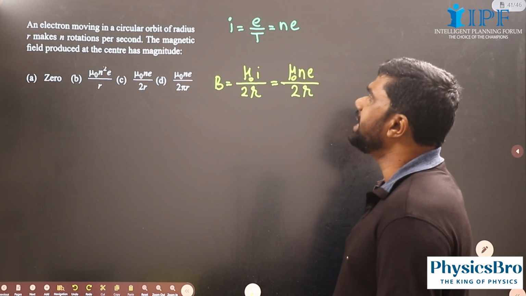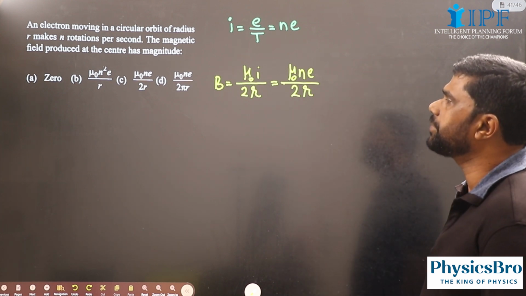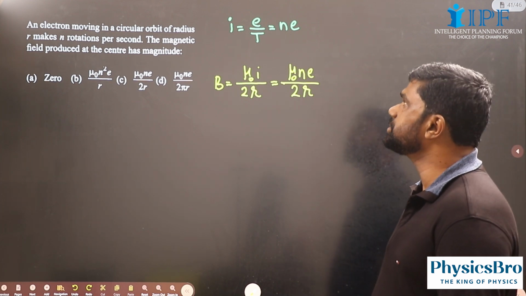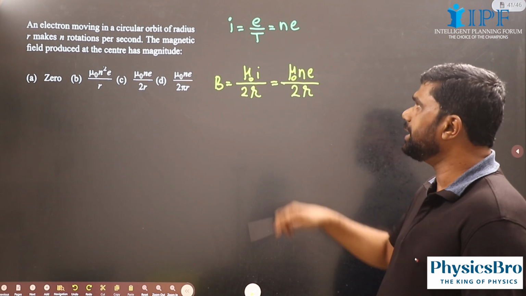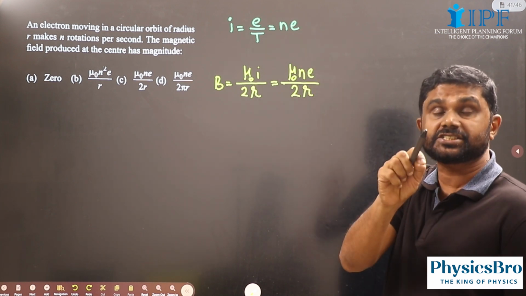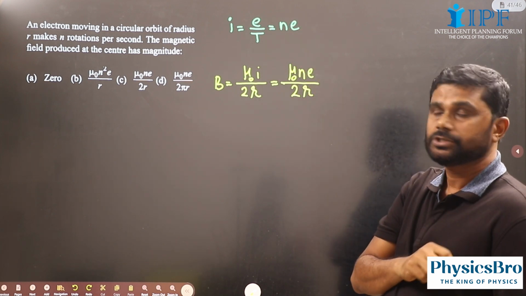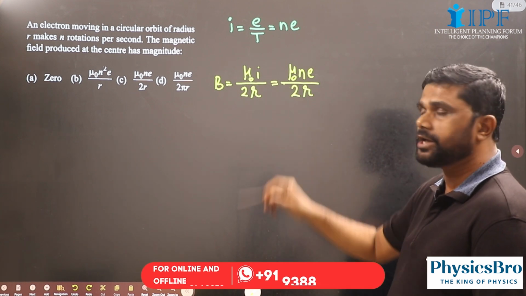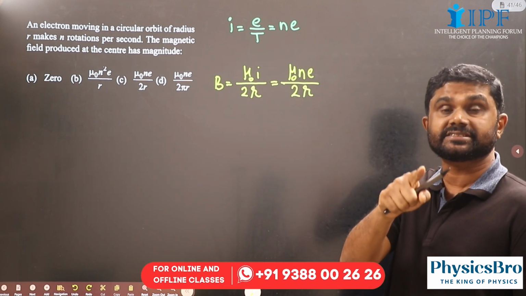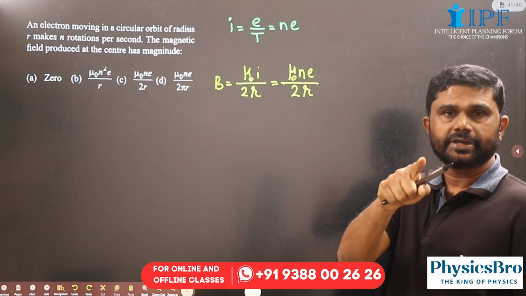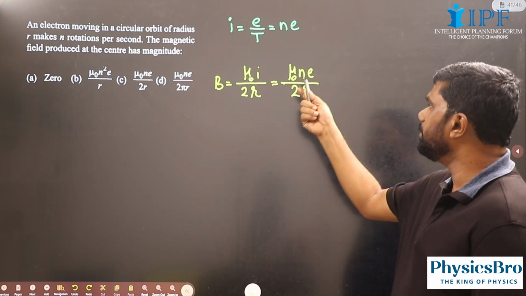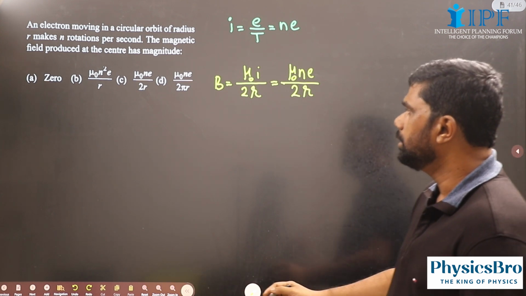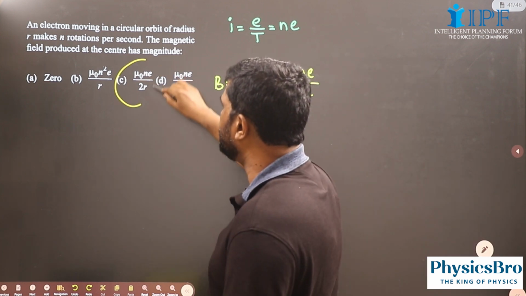Okay. Now let's see, an electron moving in a circular orbit of radius R makes n rotations per second. Okay, so current is actually e by T, where T is the period, 1 by T is the frequency. So the current will be n e. Magnetic induction at the center is mu 0 I by 2R if it is considered as equivalent to a current loop. So it will be mu 0 n e by 2R. Mu 0 n e divided by 2R.